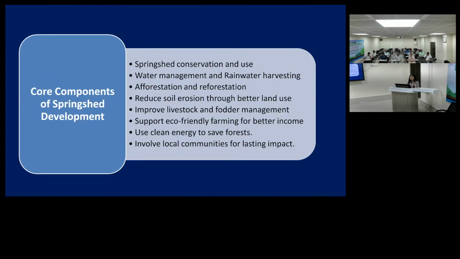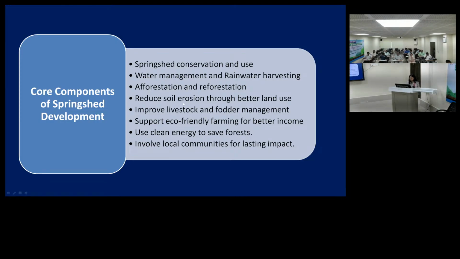Now, in the people-centric approach, these are the core components. First is the Springshed conservation and use, water management and rainwater harvesting. Then also we need to encourage afforestation and reforestation.